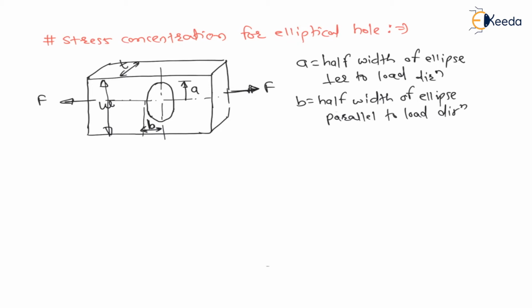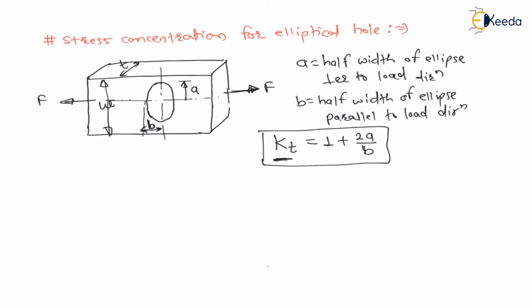Here the theoretical stress concentration factor Kt is given by the formula 1 plus 2a divided by b. Remember this formula, my dear students. This formula is derived with the help of many experiments, and it is a very important formula. Kt is 1 plus 2a by b, where a is the half width of the ellipse perpendicular to the load, whatever the direction of load, and b is the half width of the ellipse parallel to the load.